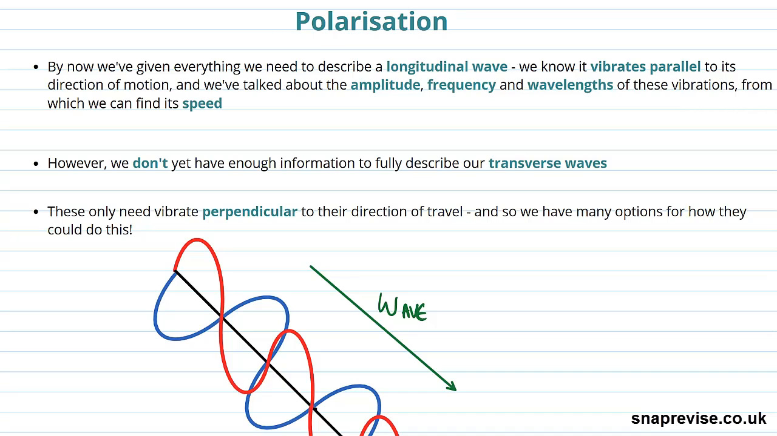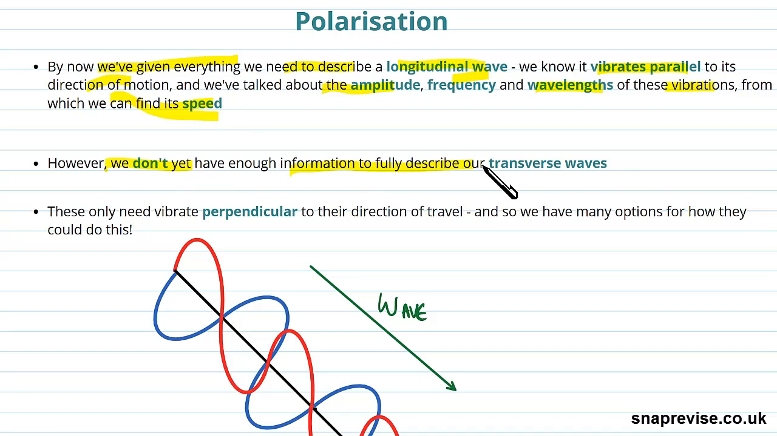So now we're going to look at polarization. By now, we've given everything we need to describe a longitudinal wave. We know it vibrates parallel to its direction of motion, and we've talked about how to describe its amplitude and its frequency and the wavelengths of these vibrations, from which we can find its speed.